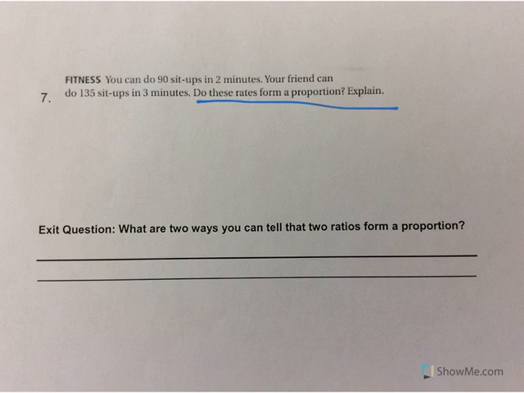And then the exit question: what are two ways you can tell that two ratios form a proportion? Those are the two things that I just got done discussing in the lesson. So do those problems for homework.